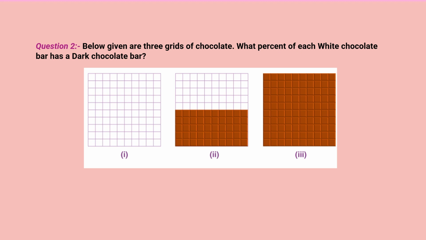Now we will go to the last question of today's session. What does it say? Below given are 3 grids of chocolate. What percent of each white chocolate bar has a dark chocolate bar?